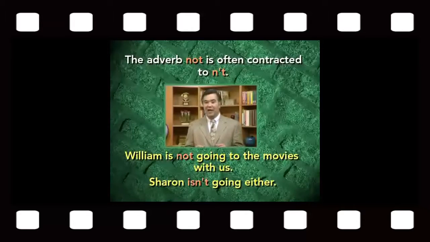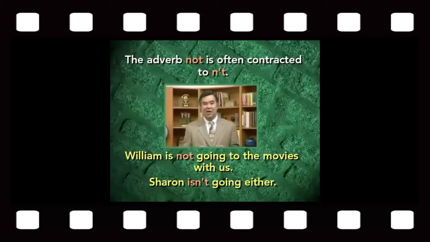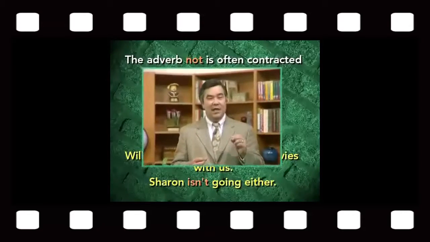This sentence could have read, Sharon is not going either, but most often, for ease of reading, we would contract not to n't and turn it into Sharon isn't going either. The use of contractions is considered slightly less formal than using the full word. So depending on the kind of writing you're doing, you may or may not choose to use contractions. But in most writing, contractions are considered appropriate, and this is an example of how they're used.